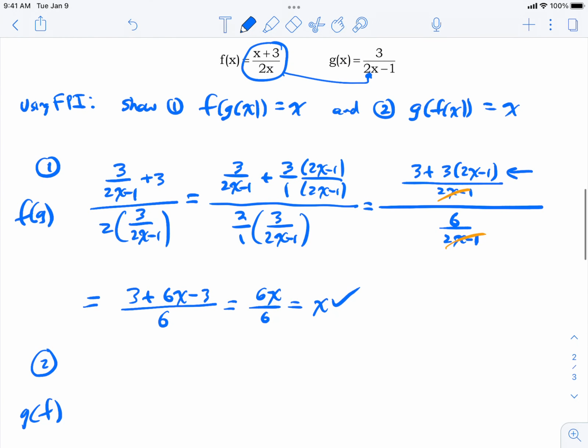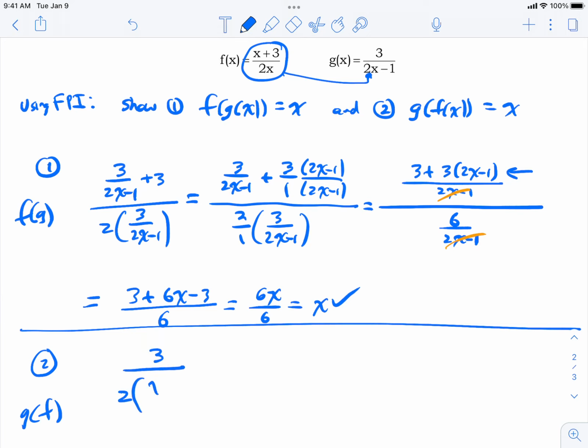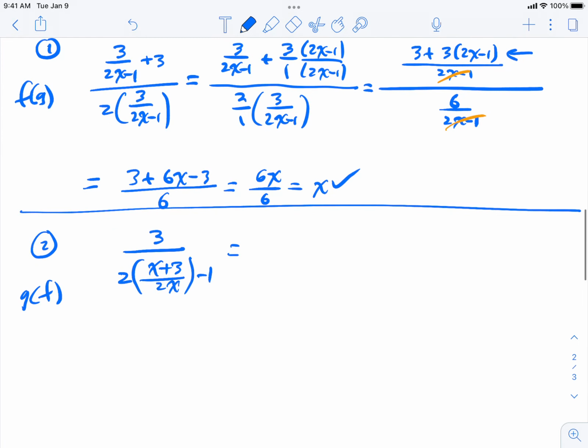What are we going to get here? We're going to have a 3 on top, over 2 times the input. The input is the entire f function, minus 1. So the top is just a 3. That's good news. The bottom, again, think of that 2 as 2 over 1. So it's like having a 2 times an x plus 3 on top and a 1 times a 2x on the bottom, and then minus 1. And you know what? I feel like canceling those 2's, don't you?